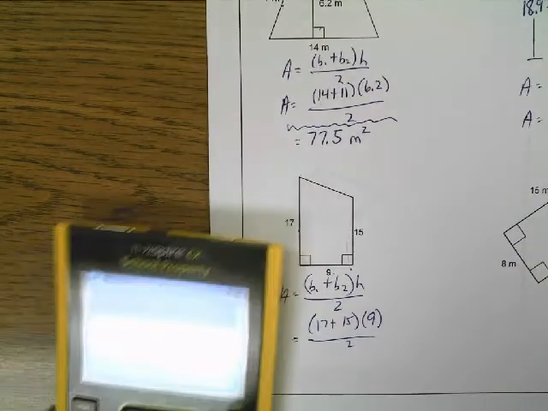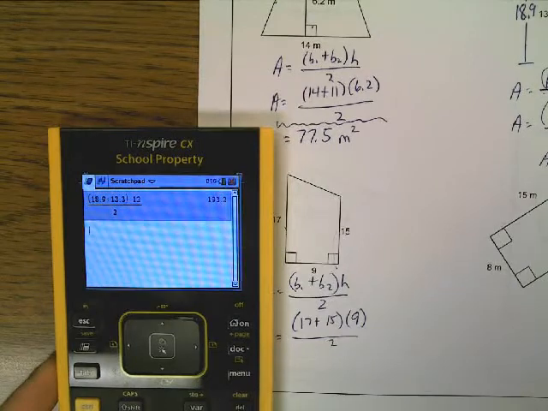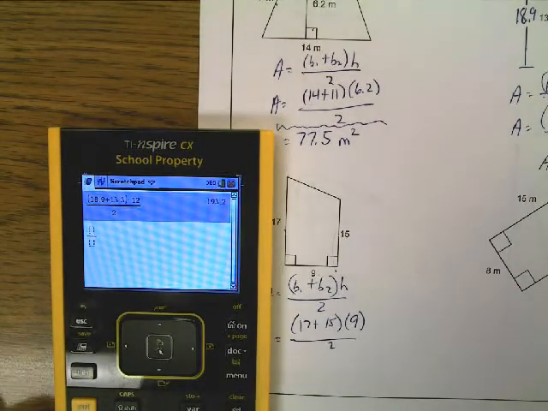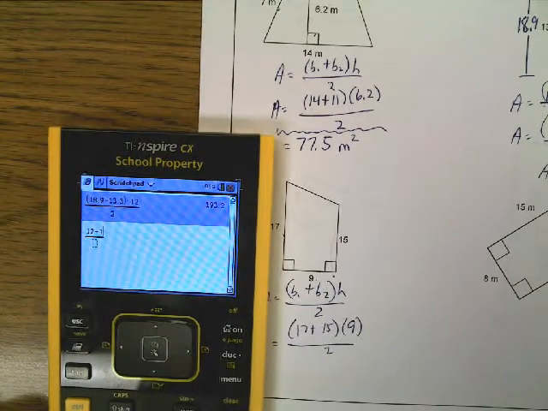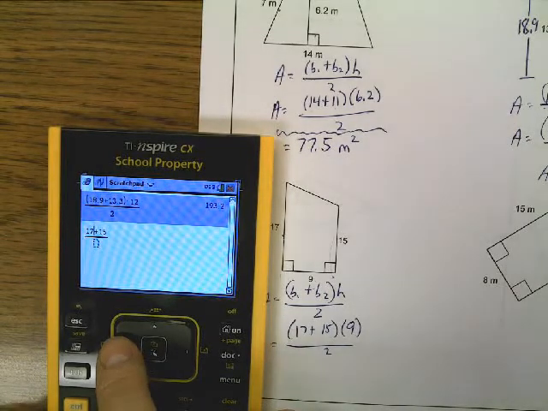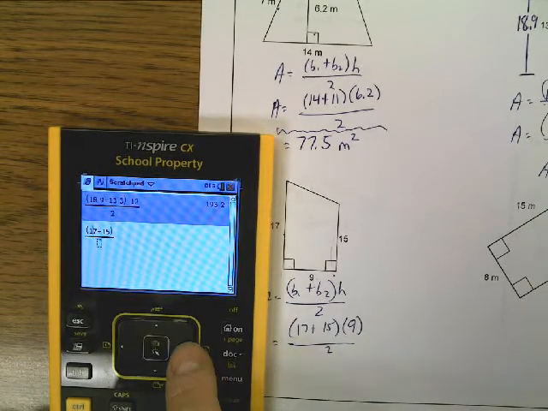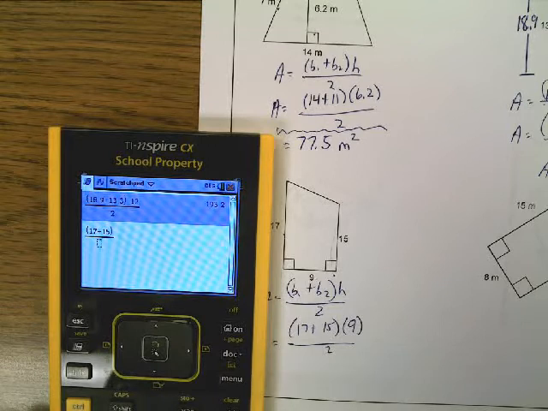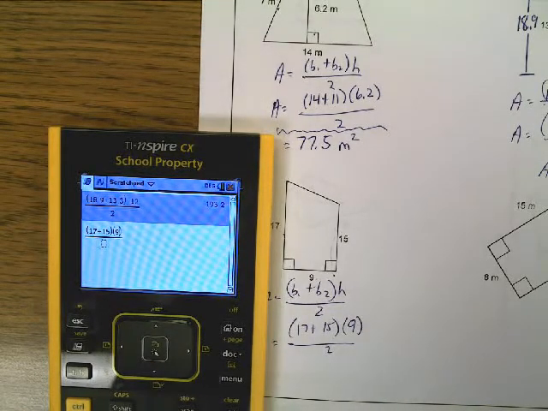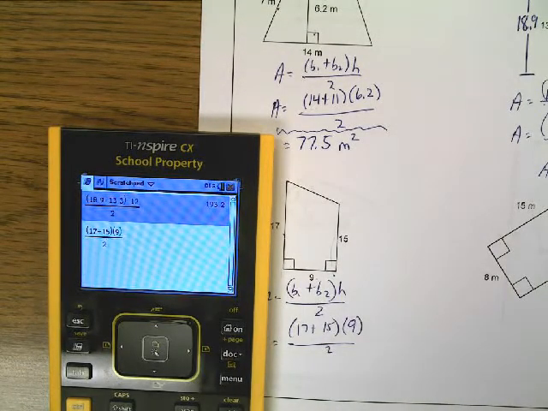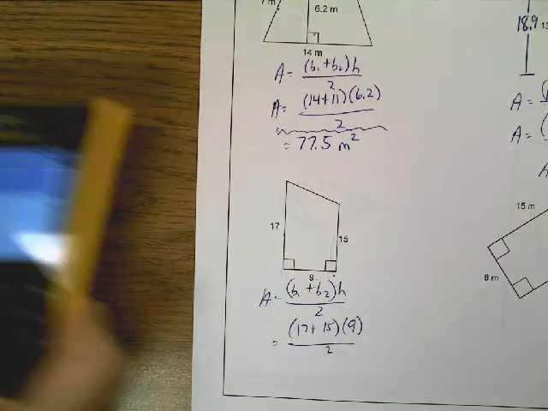Move it over. Put the calculator here. Control divide. 17 plus 15. Oh, forgot to put it in parentheses. Go back. Okay. Close. And then I think I'll put the 9 in parentheses this time. Over 2. So you can either hit times 9 or just put it in parentheses. And we get 144.